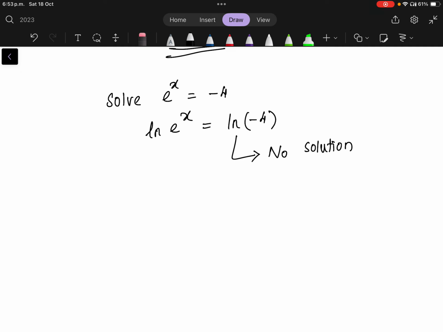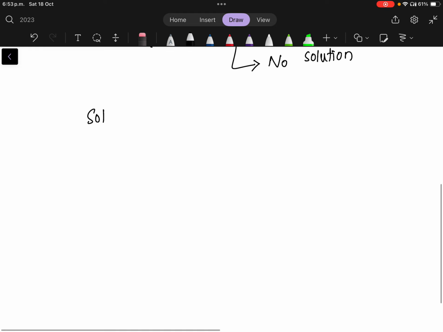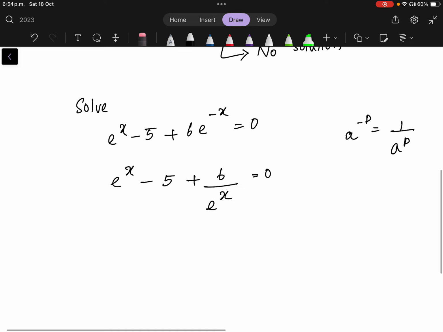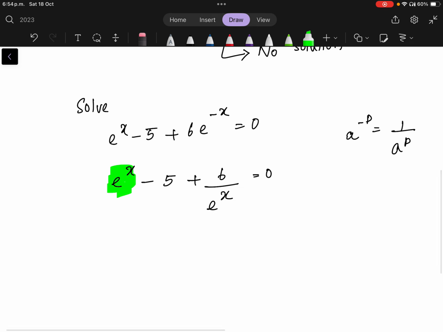Okay, suppose you want to work with questions like solve e to the power of x minus 5 plus 6 e to the power of minus x is equal to 0. With practice, you should be able to recognize that you have e to the power of x here and e to the power of minus x, which are somewhat similar. How is it similar? We can write this as e to the power of x minus 5 plus 6 over e to the power of x. So a to the power of minus p is equal to 1 by a to the power of p, from the rules of indices. Now, when you see similar terms in an equation, you always have to remember substitution.